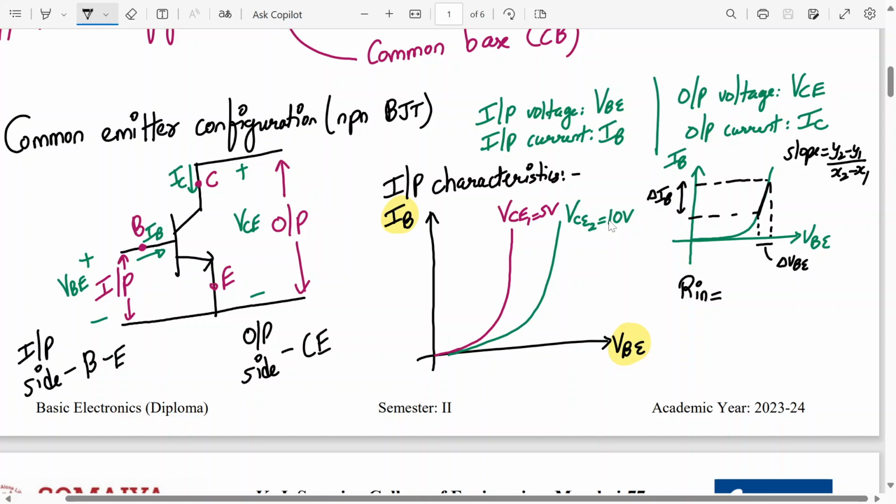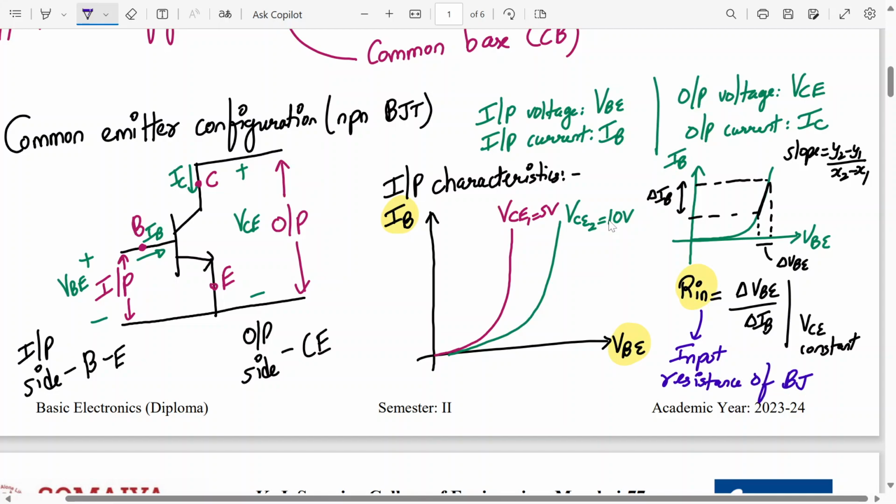Okay. So what is y2? Yes, sir. y2 minus y1 is ib1 minus ib2. That is delta ib, and it is divided by delta vb. But 1 upon slope is my resistance. Remember, resistance is voltage upon current. So it will be delta vbe upon delta ib at a constant value of vc. तो हमें input characteristics से what information do we get? We get information about Rn. And what is Rn? Rn is input resistance of BJT.